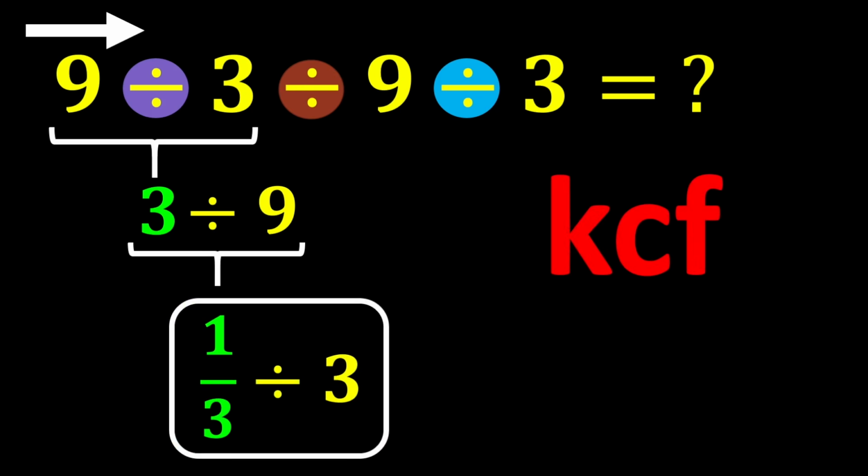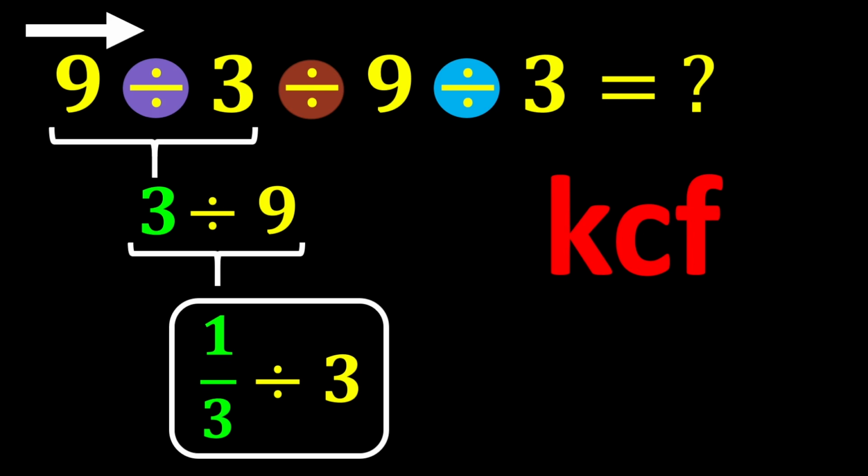To solve this part, we use the KCF rule. K stands for keep, C stands for change, and F stands for flip. The KCF rule is a simple rule for dividing fractions. According to this rule, we keep the first number as it is, change the division sign to multiplication, and flip the second number.